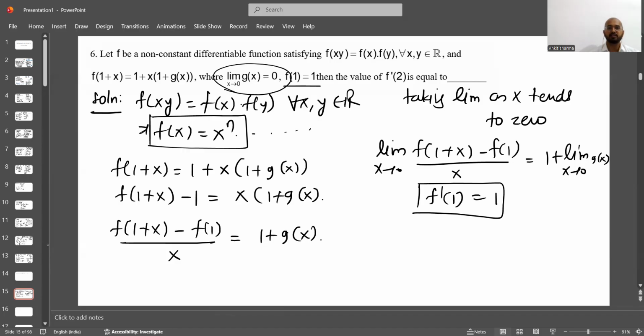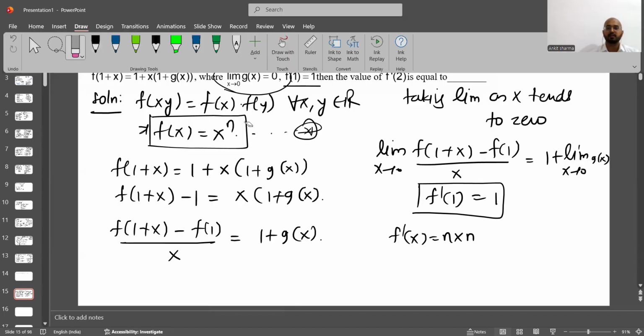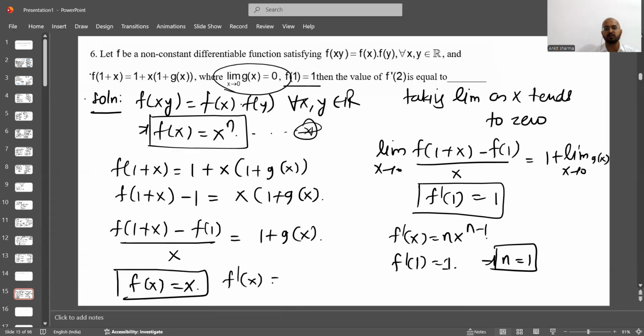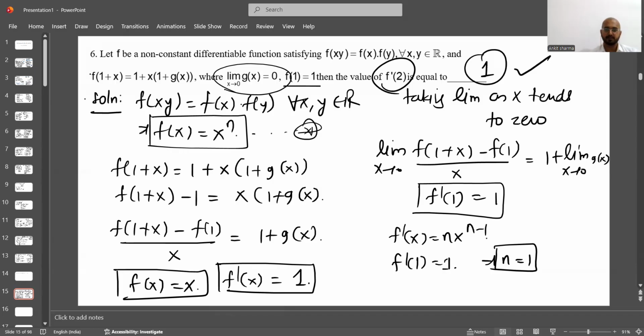That means from here I can differentiate this star equation. So f dash of x will be equal to n x to the power n minus 1. So f dash of 1 is 1, and this forces n to be 1. So the function becomes f of x is equal to simply x, and we get f dash of x is equal to 1. Now you plug in here 2, or you plug in here 3, that is your choice. The answer will always be 1.